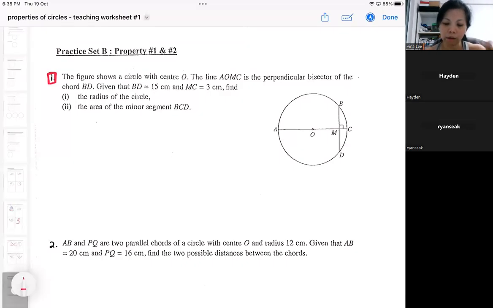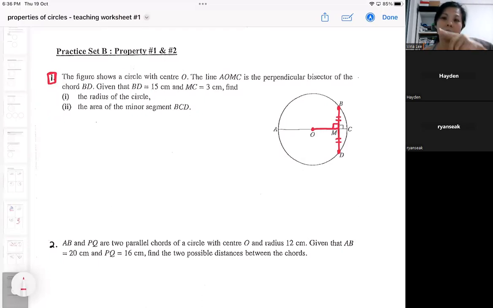Okay, for this question, Hayden, if you take a look, they mention the perpendicular bisector of the chord BD. So first of all, when we first read the question, you need to realize that this is the chord. The question will tell you the chord, and then from the center, it is bisecting the chord. That means it actually cuts the chord into half. So that is the meaning of bisecting, bisector. And it will cut into half in a perpendicular manner.